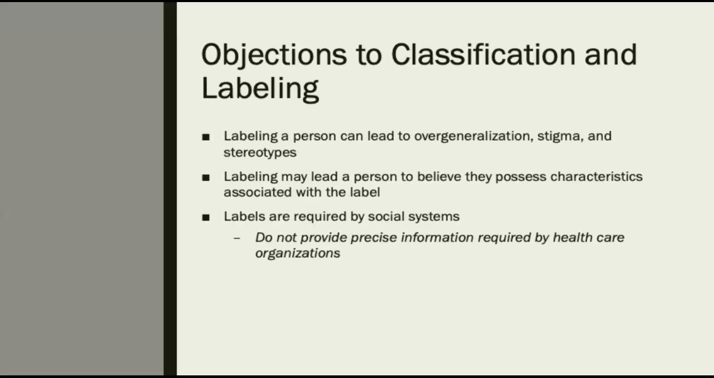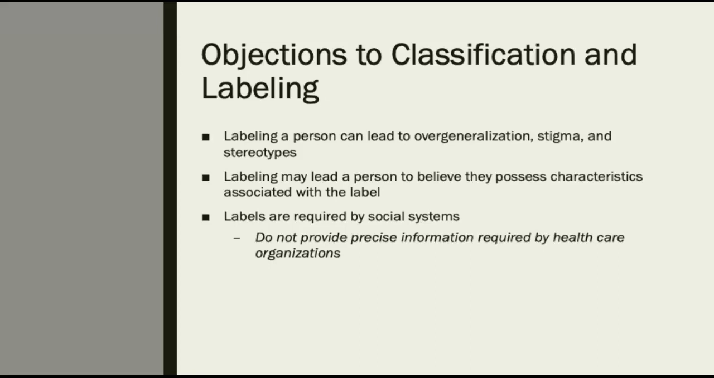Objections to classification and labeling. Some concerns with this piece of labeling and diagnosing and providing a specific disorder are, these are kind of the big top three, and for sure the three that our text talks about. Labeling could lead to overgeneralization, stigma, and stereotypes. Labeling may lead to a person taking on particular characteristics or really believing this to be more true about themselves.